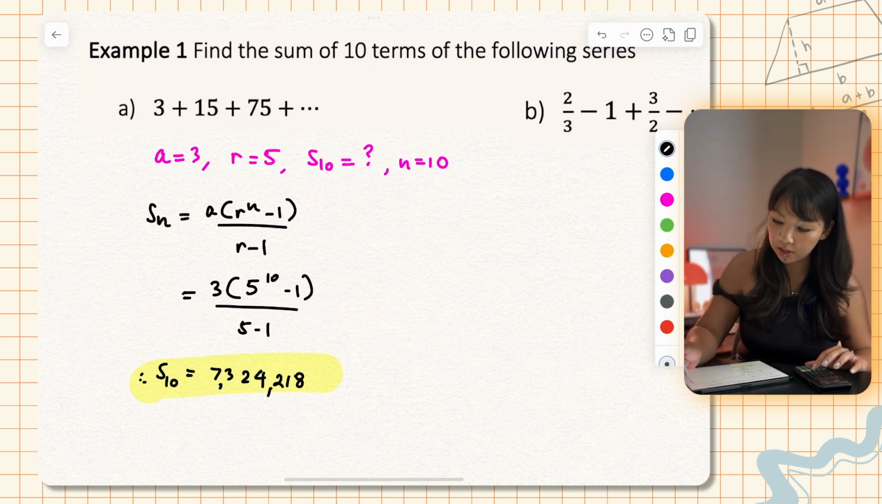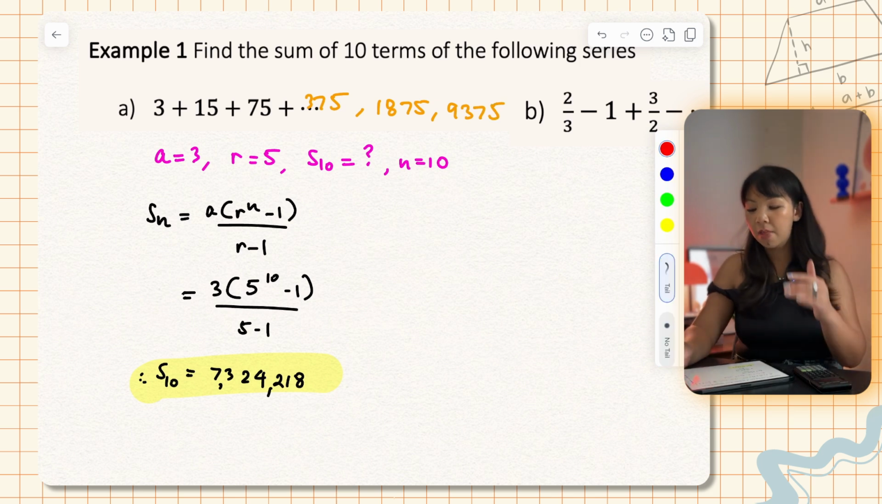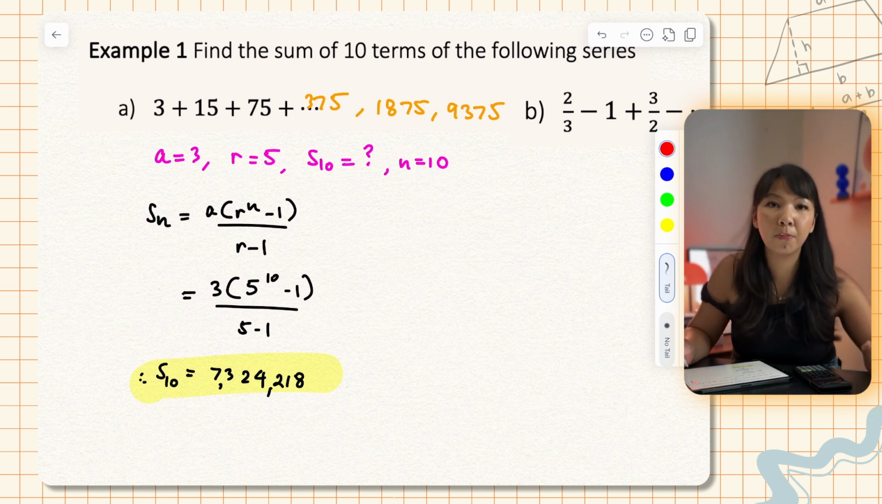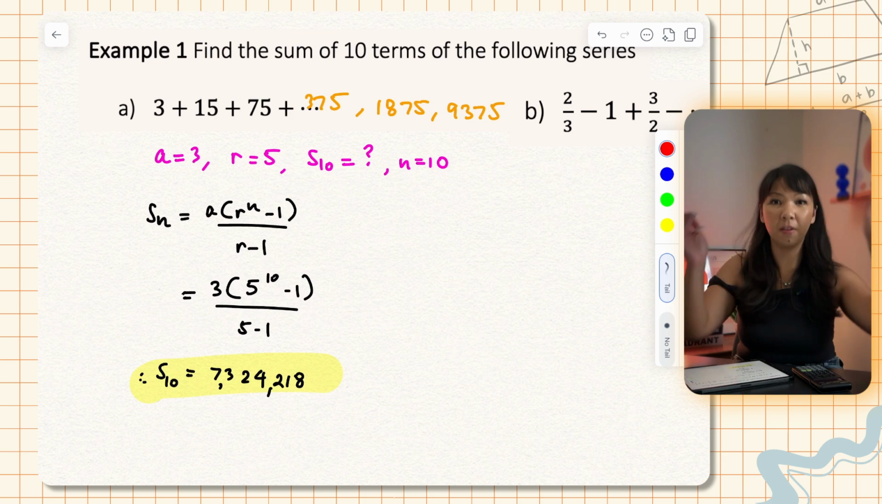75 times 5 is 375. Times that again by 5, we get 1,875. Times that by 5 again. So you can see that the numbers increase so much more. So if you wanted to find, let's say, the 7th term, you might be thinking, oh yeah, it's still quite close to the beginning, but no, it's going to be quite large.